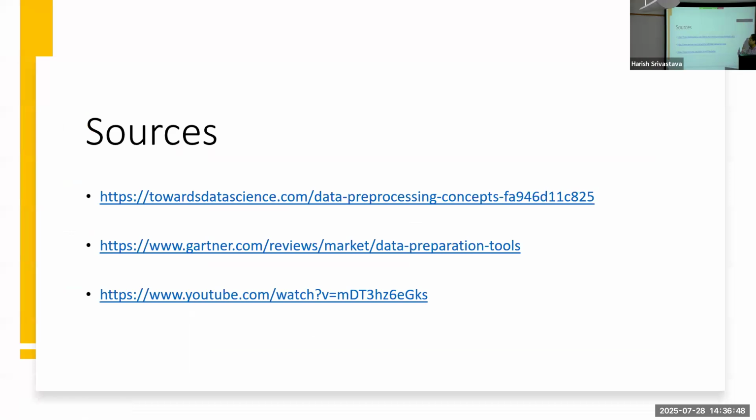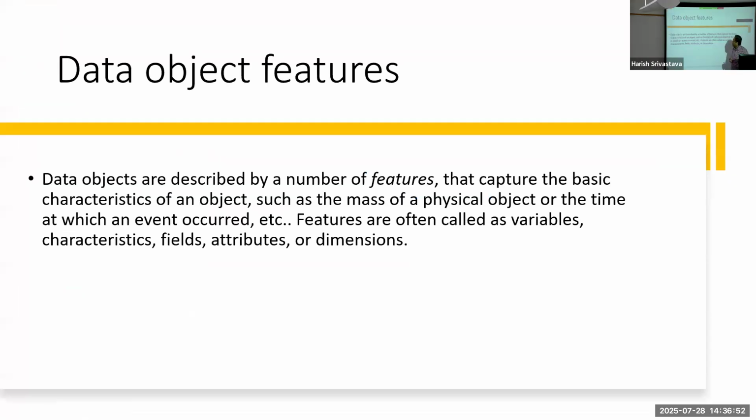Okay, so this is the link, you all can read it. Data objects and features. Data objects are described by a number of features. So any column which you see in the raw data in a CSV format, each column is called a feature, and you will treat each column feature as an object.